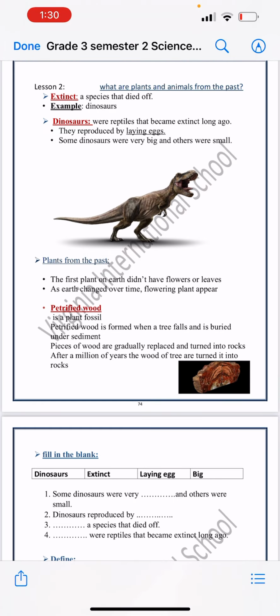We have petrified wood. It's a piece of wood that was gradually replaced and turned into rock, and many years have passed and it changed by time into a rock. So plants can also be found under the ground and can go extinct. They can die and cannot be found anymore.